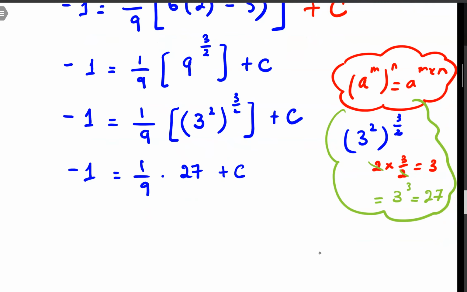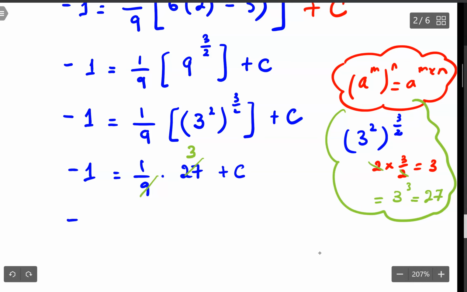And how do we do this? 27 cancels with the 9, so I should have 3. So it means that I take minus 1, subtract the 3, plus the c, so c is equal to minus 4.